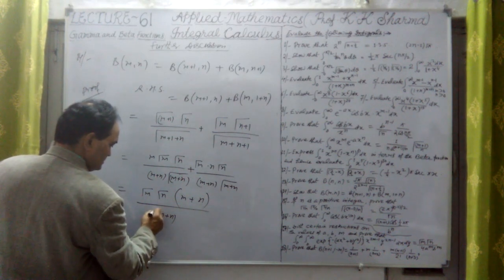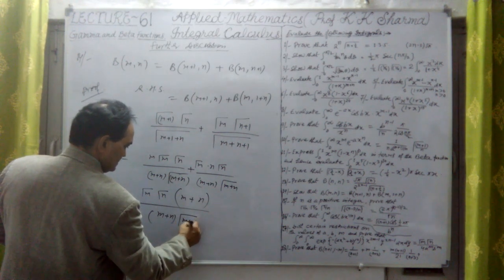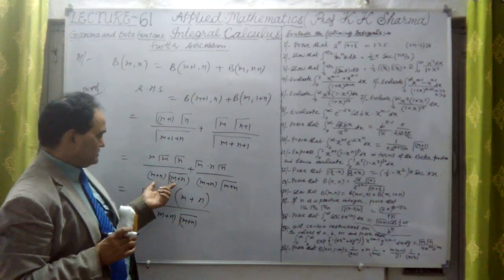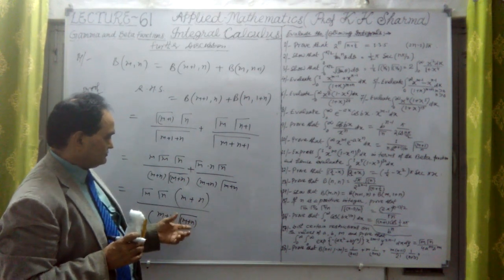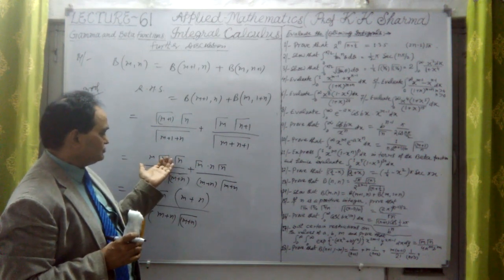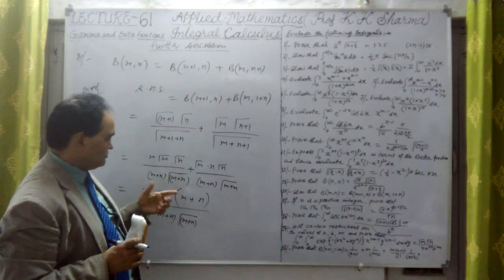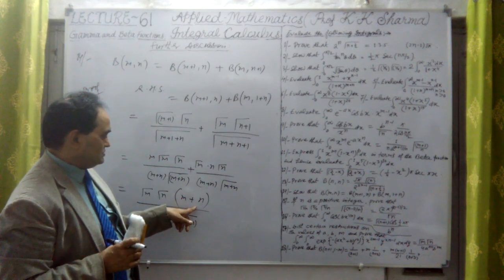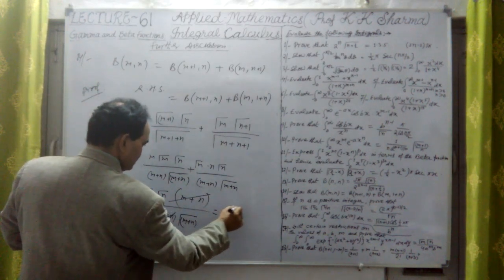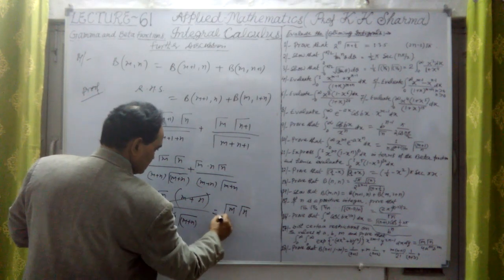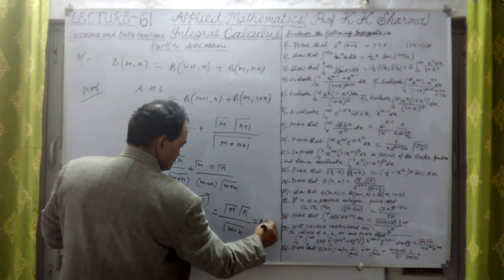m plus n. We have taken the LCM here. If I take m plus n common, then gamma m plus n, this is the LCM here. So the numerator will be the sum of these two. Out of that, we are taking gamma n common. Here m is the remainder, and this is n, remainder. This m plus n and this m plus n cancel out. What are we left with? We are left with m gamma n divided by gamma m plus n.